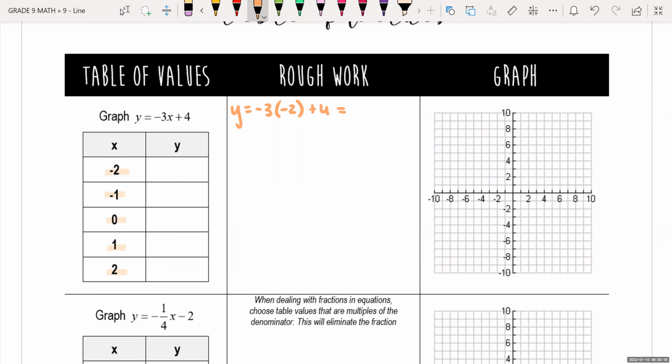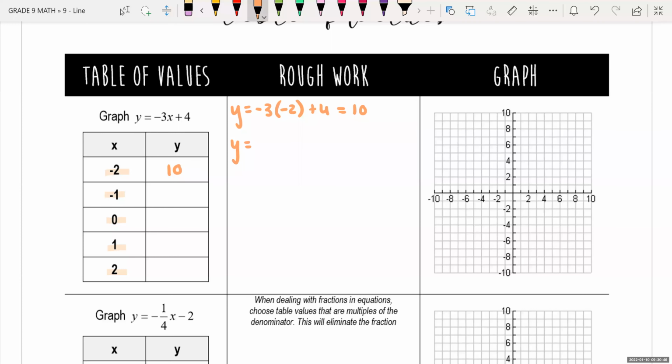And I know you're never supposed to work sideways, but because this is rough work, I'm not really marking it and I want to save space, I'm just going to work sideways anyways. And I'm going to solve this. So -3 times -2 is +6, and +6 plus 4 is the number 10. So this number here is going to be a 10. And you basically do this for every single one of your x values. So I'll do the next one with you and then you guys can try the rest on your own.